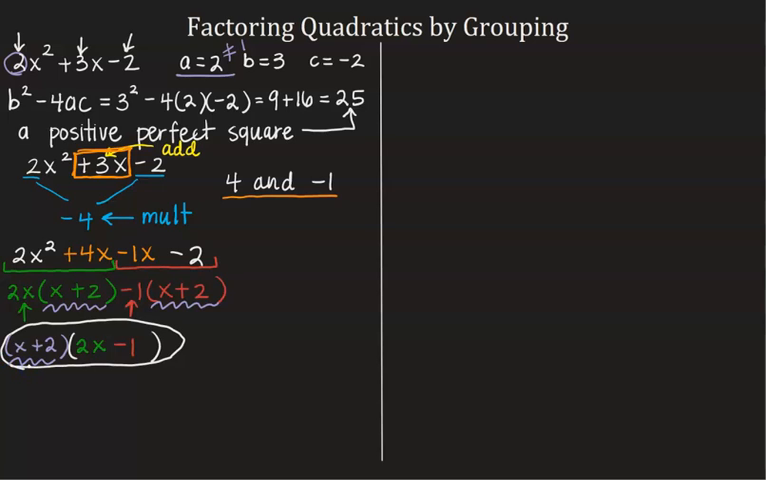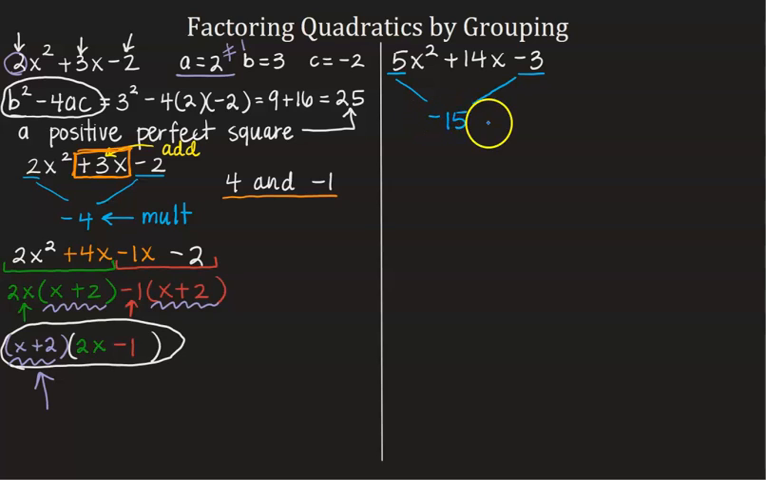The next example that we're going to look at is 5x squared plus 14x minus 3. So we're going to get started the same way by multiplying our leading coefficient of 5 and our constant term of negative 3 to give us a negative 15. And now I'm looking for two numbers that multiply to negative 15, but add up to a positive 14. The two numbers that do that are a positive 15 and a negative 1.